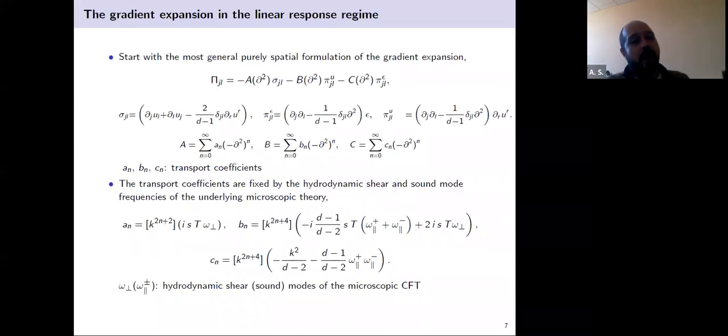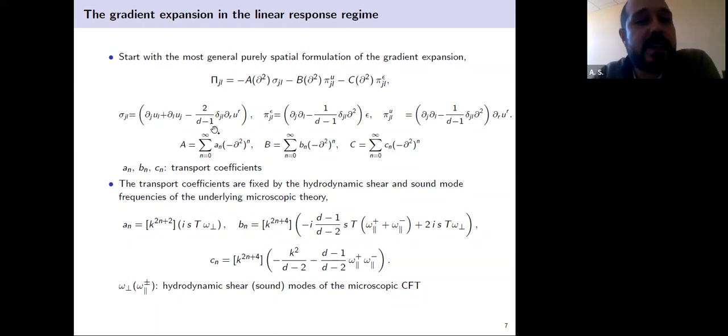Okay. So to discuss the gradient expansion in the linear response regime, we are going to focus on the most general, purely spatial formulation of the gradient expansion. Here, Latin indices are going to refer to spatial directions. We are going to be working in the rest frame of the fluid and taking into account the transversality condition by focusing only on the spatial part of the tensors we are interested in, okay?